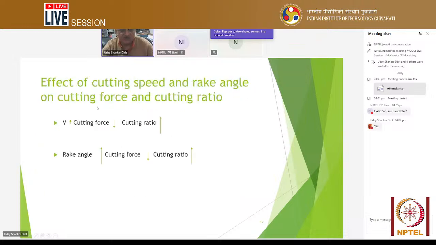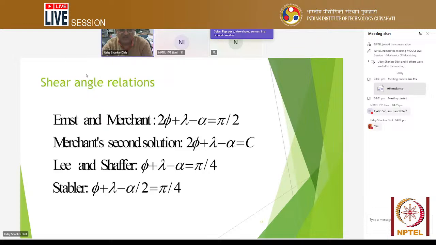Now we also discussed the effect of cutting speed and rake angle on cutting force. If cutting speed increases, then cutting force generally decreases, and the cutting ratio increases, that means it becomes closer to 1. And if rake angle increases, cutting force again decreases. And then these are shear angle relations.